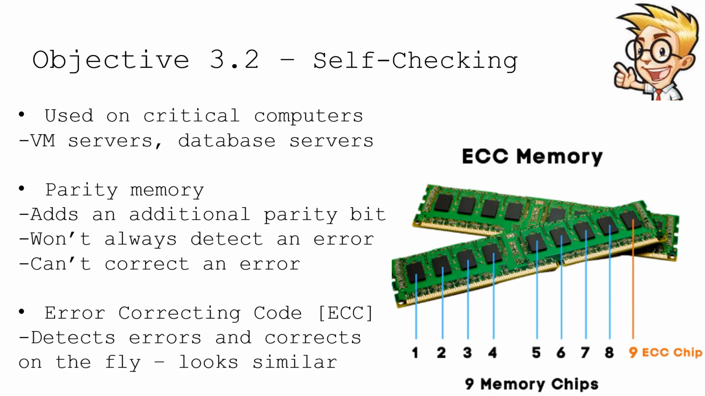One type of memory you might use is called parity memory. This adds an additional parity bit to the information that you're storing in the RAM. This isn't a perfect way to identify problems because parity memory can't always identify when an error has occurred. And parity memory has no method to be able to correct any problems that it happens to find.